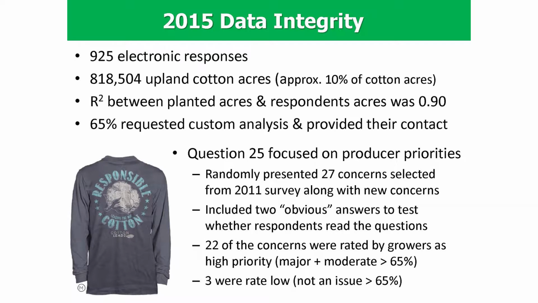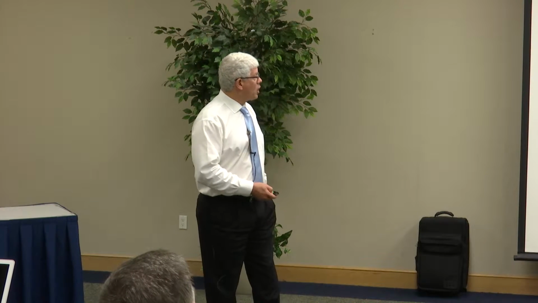This on average took 24 minutes. We had 10% of the U.S. cotton acreage respond to the survey. We gave them this lovely T-shirt, so we were real pleased with that response. We had some questions in there designed to trick them and see if they were actually answering truthfully. I'm going to focus on the producer priorities. We had 2 obvious answers to see if they actually read the questionnaire. So let me go into the results.